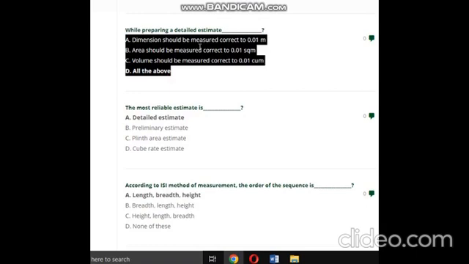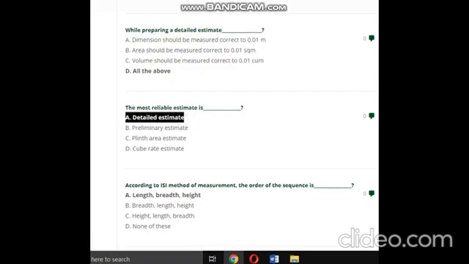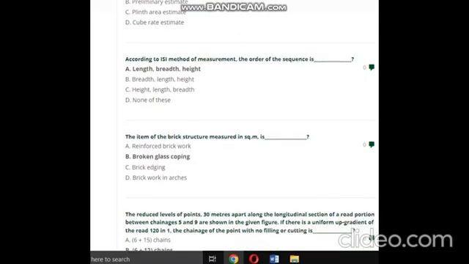Dimension should be measured correct to 0.01 meter. Area should be measured correct to 0.01 square meter. Volume should be measured correct to 0.01 cum. The most reliable estimate is the detailed estimate. According to IS method of measurement, the order of sequence is length, breadth, height.